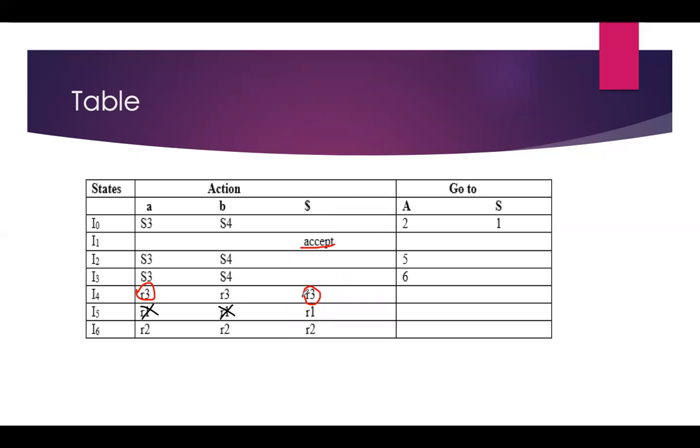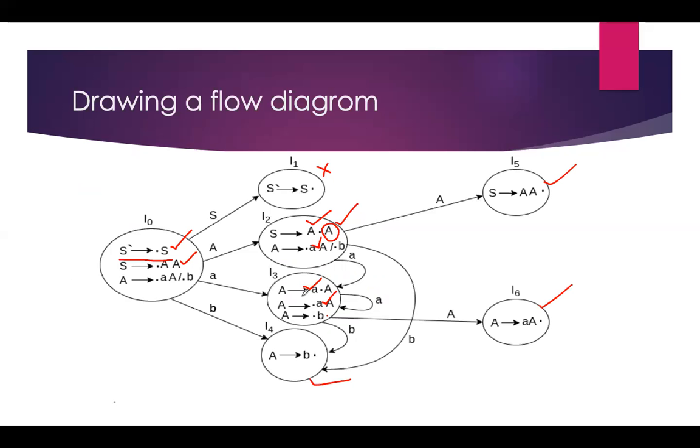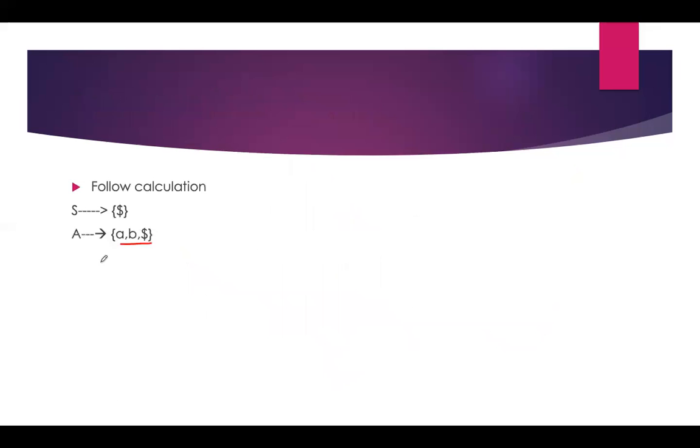One more time I'm explaining how to fill the reduce. Here in the I4 state, A tends to B dot, this is the reduce operation. That means after the dot, nothing is there, so we need to fill with reduce operations. In which column do we need to fill? Follow of A. What is the follow of A? Small a, small b and dollar are the follow of A.